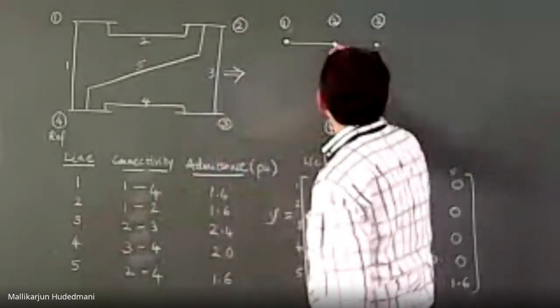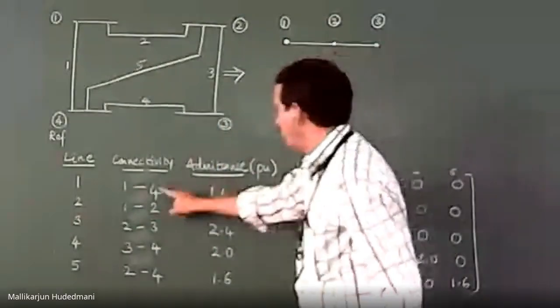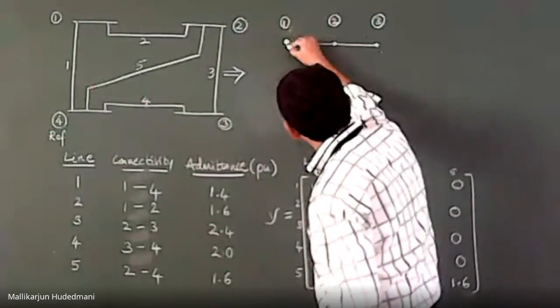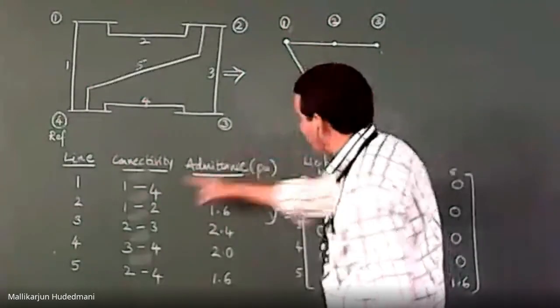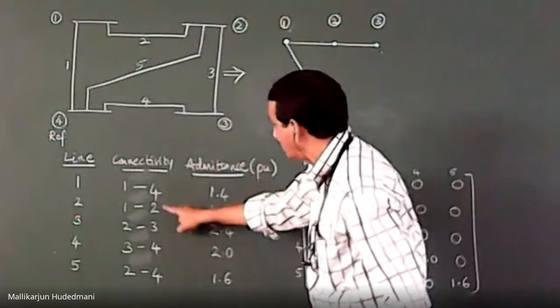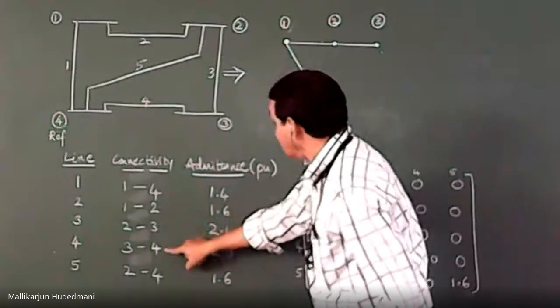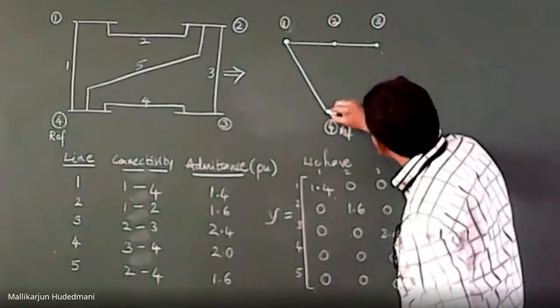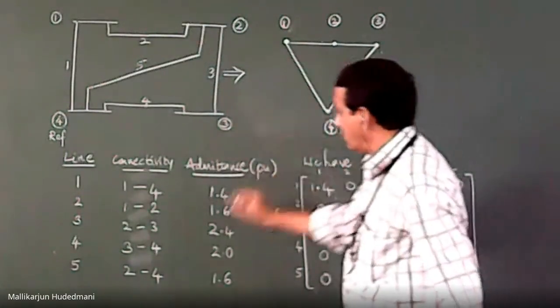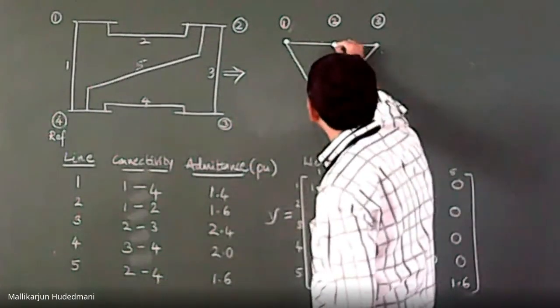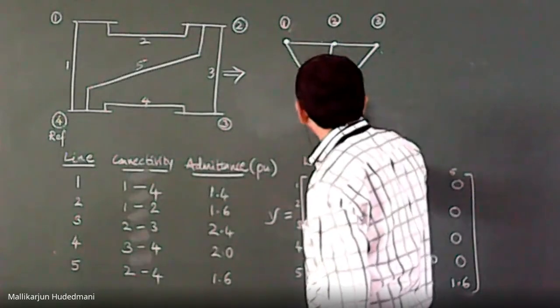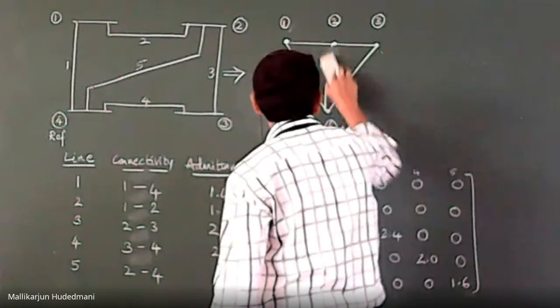Any element number I just do. Then I have 1 to 4 this way. I can do randomly also, but I should follow all the connections. 1 to 4 is there, 1 to 2 is there, 2 to 3 I have done, 3 to 4 I will do. And I have 2 to 4 also. I will draw it a little closer.